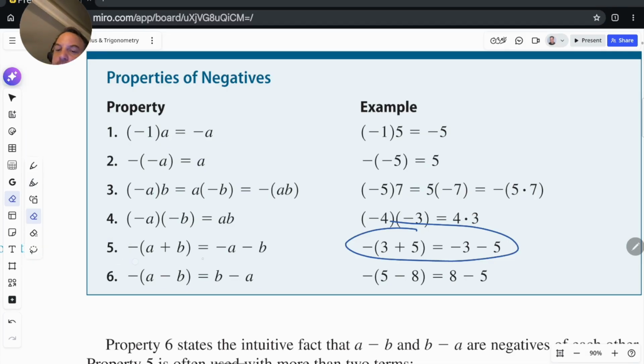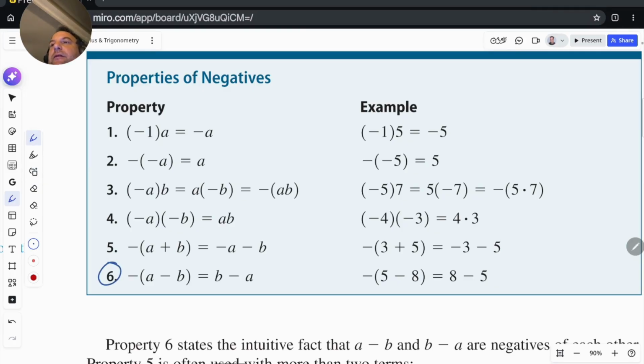And our final property, number 6, negative (a minus b) equals b minus a. Here's our example. And this means that the negative of a difference reverses the order. Pay close attention to number 6 here, that a minus b and b minus a are negatives of each other. Or in other words, (a minus b) plus (b minus a) will equal 0. Because this will be super important for absolute value arguments later in the section here.